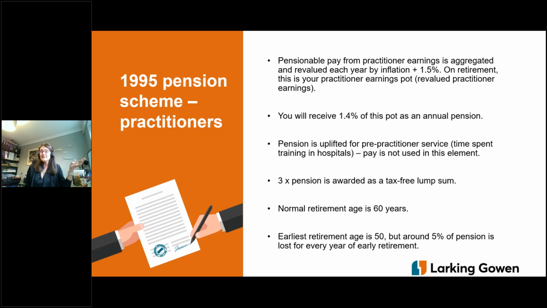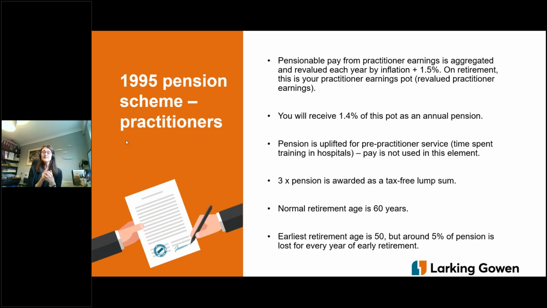Now, quite often when people get those pension benefit statements, they say, oh, it doesn't look right. The earnings figures don't include when I was a hospital doctor, when I was in training, what you call pre-practitioner service. And that is in there, but you can't see it in your list of career earnings. It's actually, you get this career earnings pot, you get 1.4% of that, and then that pension is uplifted for that pre-practitioner service. So the pension for the pre-practitioner part is valued on your practitioner earnings. So that's pretty good.